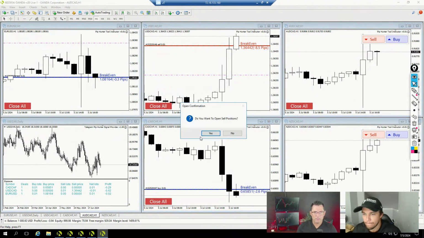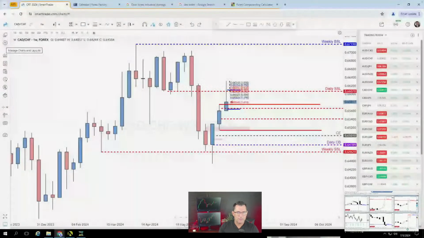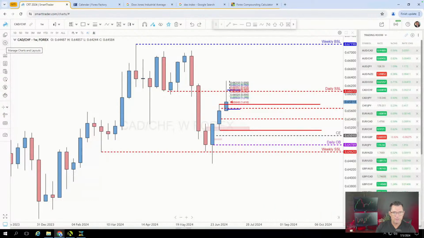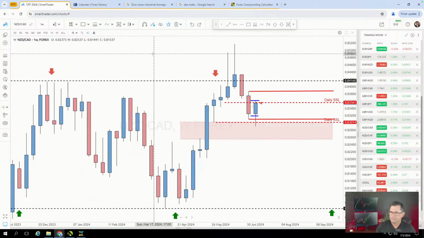All right, well, so while Cameron puts that in, we've got one more pair left, and that is the New Zealand CAD right here. So let me go ahead and dive into the New Zealand CAD, and let's take a look at a New Zealand CAD setup and what the New Zealand CAD is doing right about now. We've got New Zealand CAD. All right, here we go.